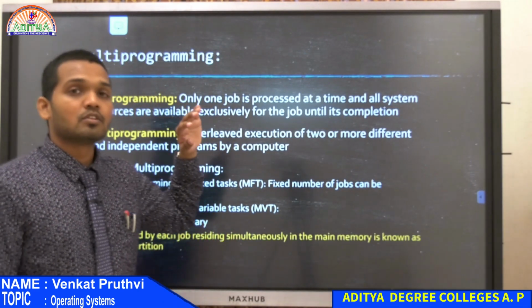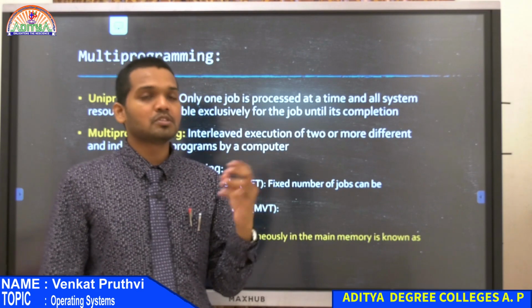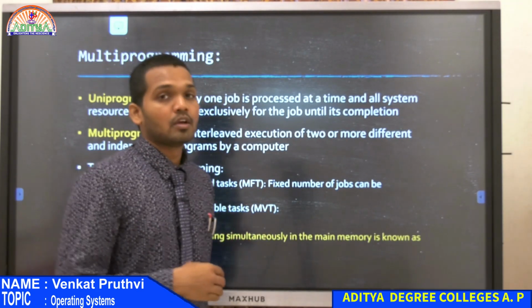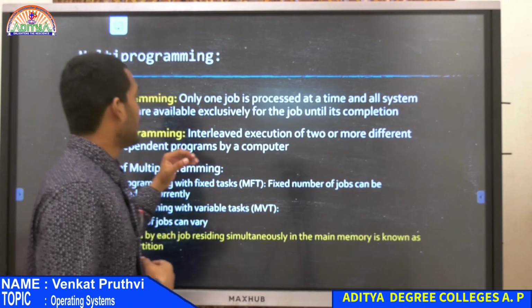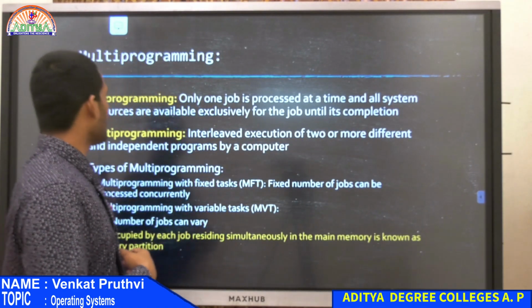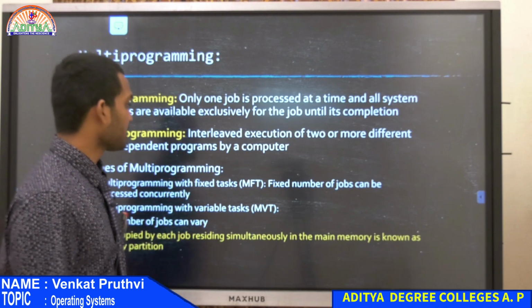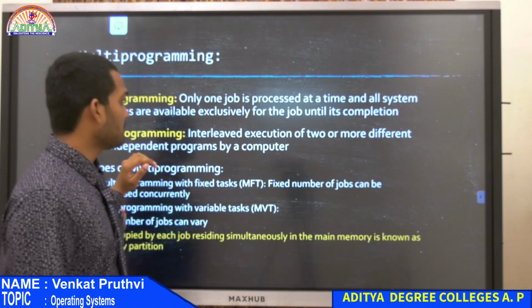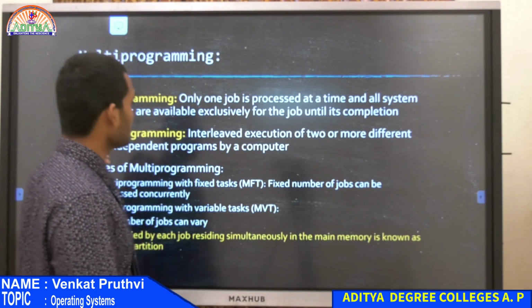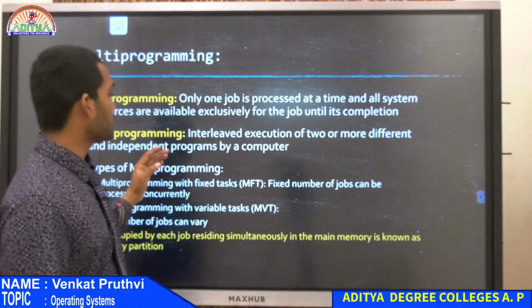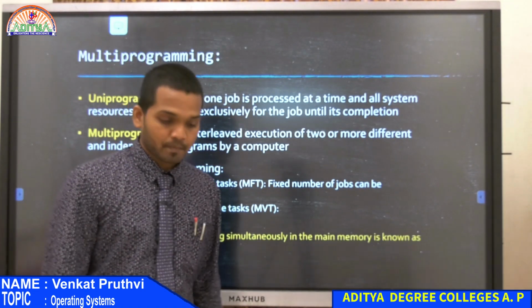Then after using uniprogramming, when we found some issues or faults inside that uniprogramming, we switched to multiprogramming. What do you mean by multiprogramming? Interleaved execution of two or more different and independent programs by a computer. Now in multiprogramming, what is happening? It is executing two or more different and independent programs by the computer.